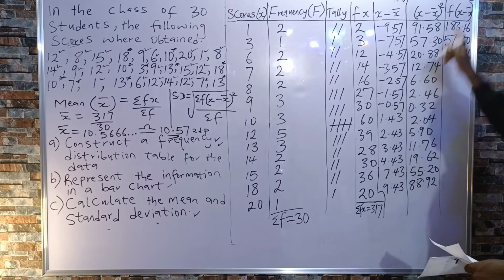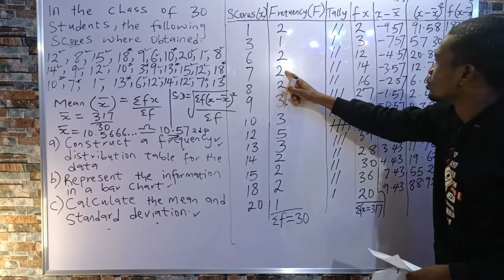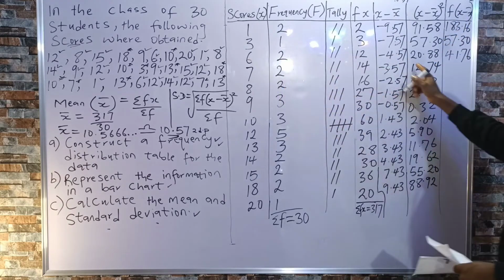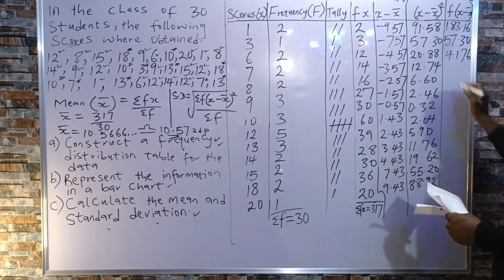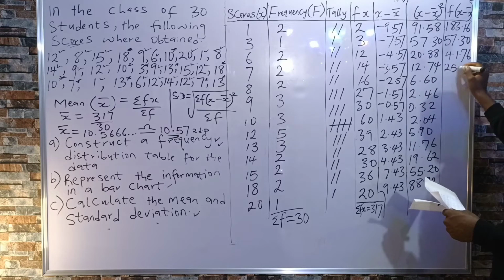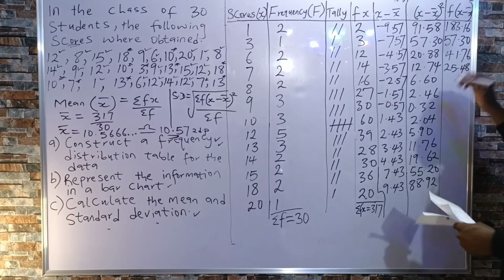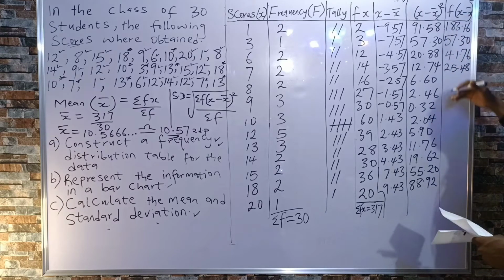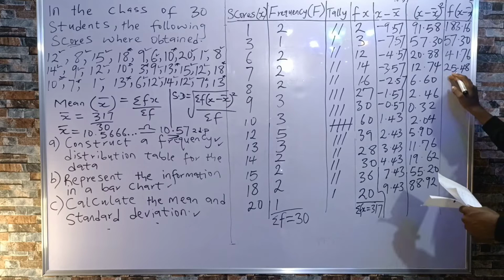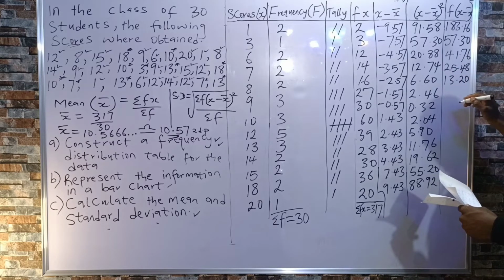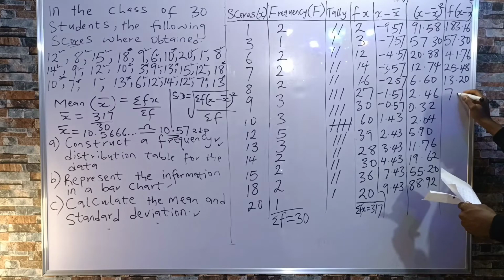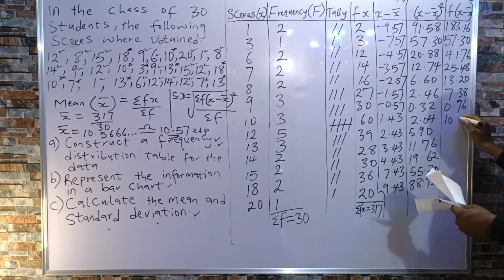Then the next f, which is our 2, then I will say 2 multiplied by 12.74. Here I have 25.48. So subsequently, that is how I will keep multiplying out to have my subsequent values like 13.20, then 7.38.